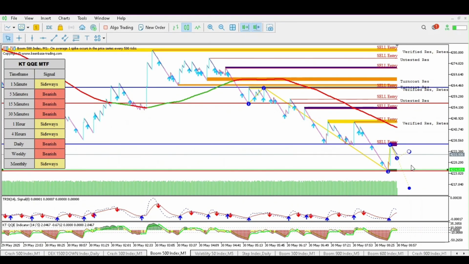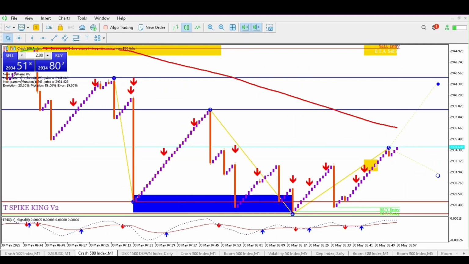So let's say you've entered here. You now have to respect these lines. When it reaches this line, you have to know that it will make a reversal. So you will take your profit. Then after taking your profits, what you do next is you wait for it to pull back to the red line where the market will be consolidating. Then you strike again so that you can catch more spikes. So that is how you trade using this simple system.